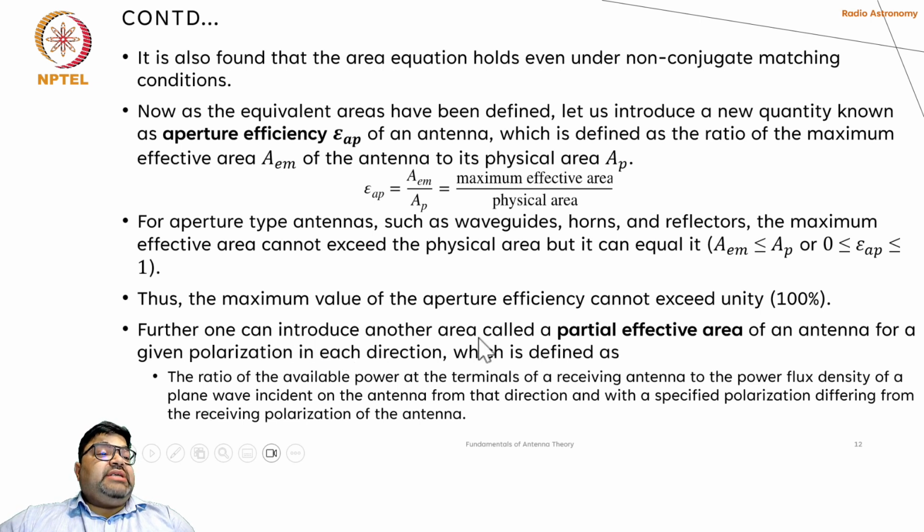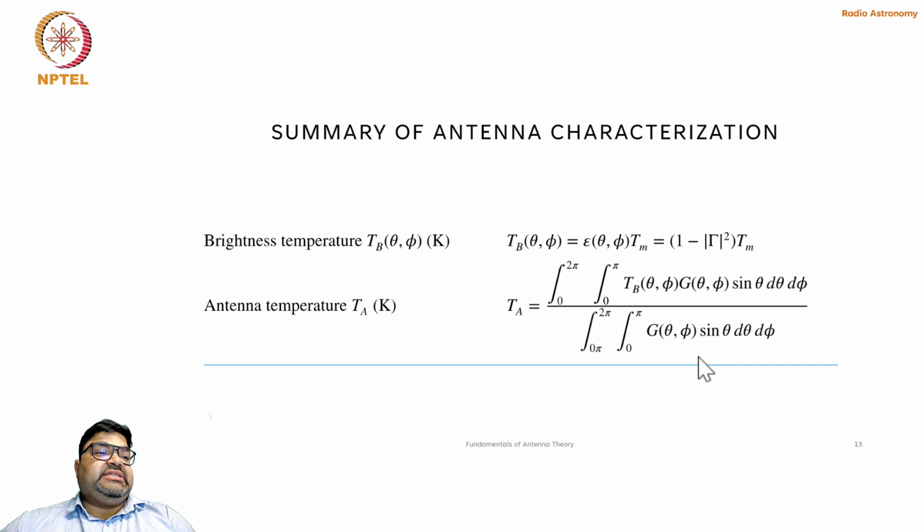Further, one can introduce another area called the partial effective area of an antenna for a given polarization in each direction. So for any given polarization, you can define a term of partial effective area, which is sensitive to that particular polarization.